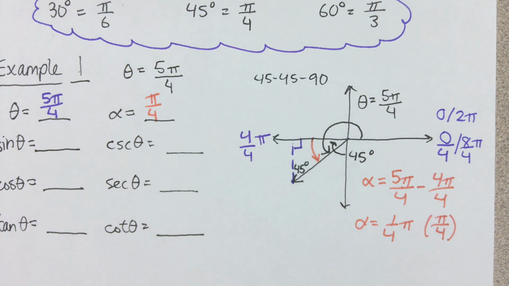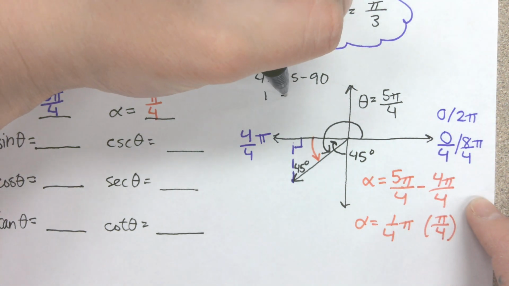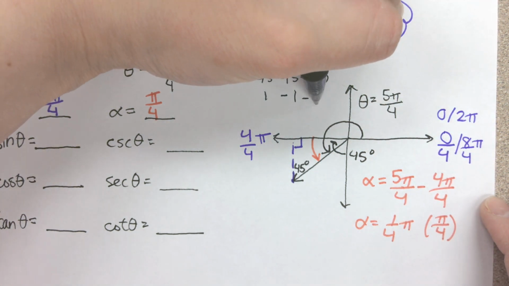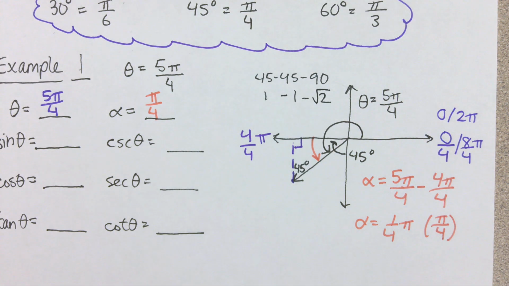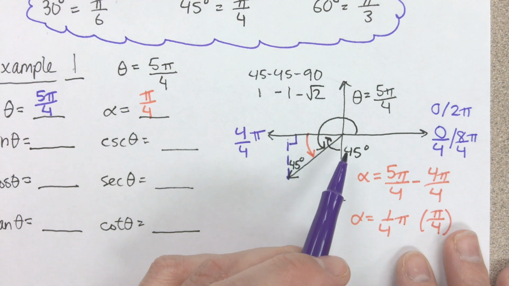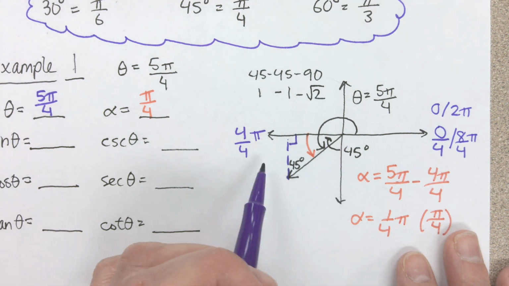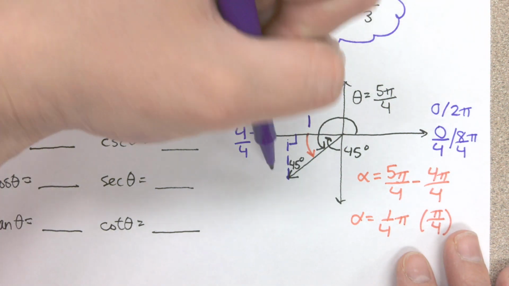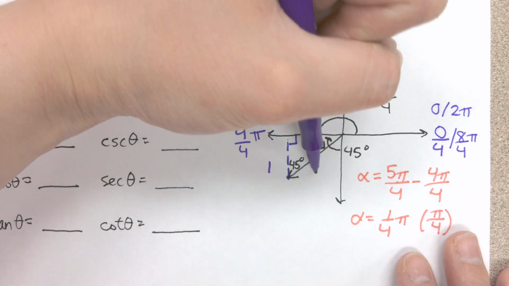45, 45, 90 are the angles. What are the sides of the triangle? 1, 1, square root 2, however you want to say it. So, the legs across from the 45s, those both have length 1, and the hypotenuse is square root 2.